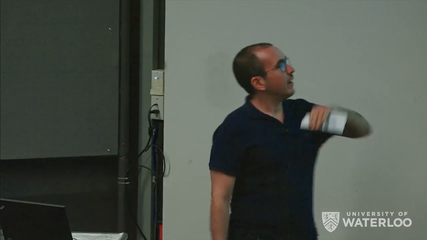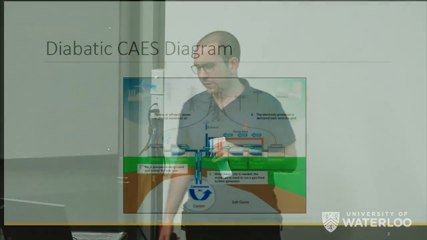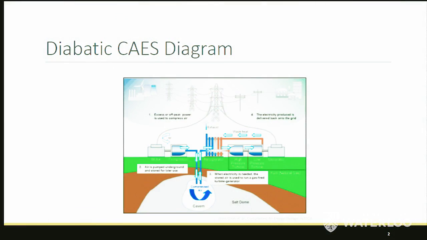So the adiabatic case diagram. CAES stands for compressed air energy storage, and the adiabatic here is more a name. Right now, there are a lot of people researching the adiabatic. I'm going to talk about it later. But the adiabatic in this case means that heat is added to the system. So I'm going to explain quickly how this system works, because we have been talking about geomechanics and geophysics.